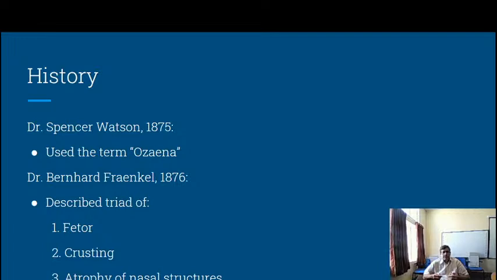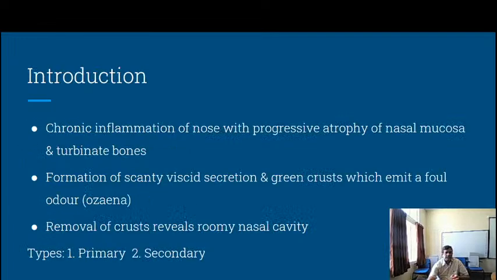And then the third one is the atrophy of the nasal structures, particularly atrophy of the nasal mucous membrane, and it also involves the lateral wall of the nasal cavity, which consists of the turbinates, the ethmoid bone, the bulla ethmoidalis, and how the lateral wall of the nasal cavity changes or atrophies. There is a bony atrophy also. So we will see how it happens.